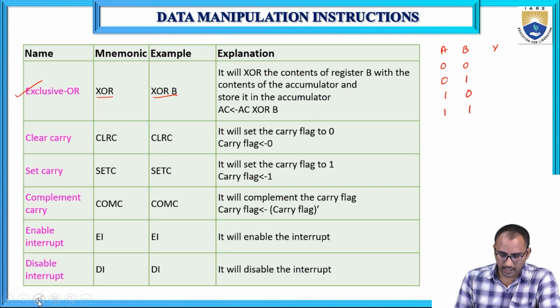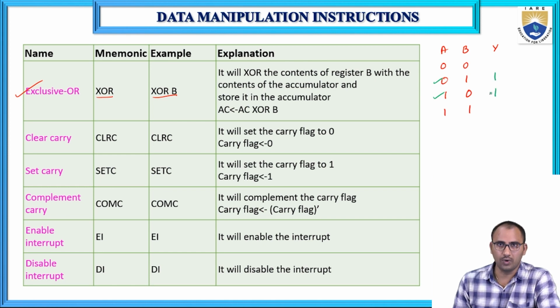In an XOR gate, the output will be 1 if the inputs are different. So in the second and the third case, the inputs are different, so here you will get logic 1 as the output. And the output is logic 0 if the input bits are the same. So this is the XOR operation.